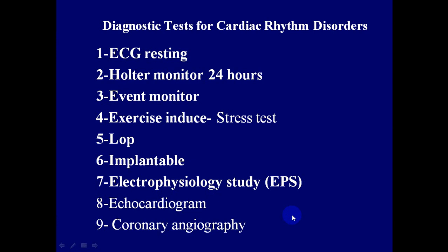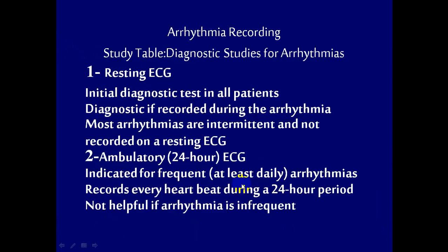How do we diagnose arrhythmia? The tests usually done are resting ECG, Holter monitoring for 24 or 48 hours, event monitor, exercise stress test, loop recorder, implantable recorder, electrophysiological study, echocardiogram, and coronary angiography.